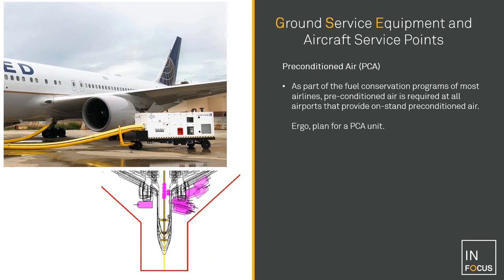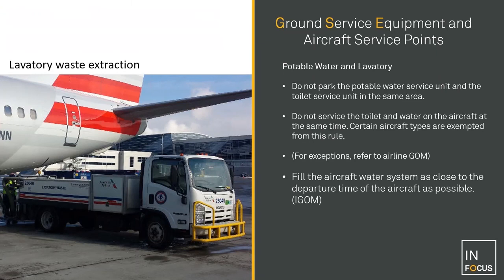And also, as this is again extracted from the IATA GOM, where they say as a part of fuel conservation programs, for most airlines, preconditioned air is required as long as the airport offers it, so that they can then save on fuel by not having to run their APUs the whole time. It can also be, depending on how the preconditioned air is being supplied, a noise or a fume factor at the airport or a pollution issue at the stand.